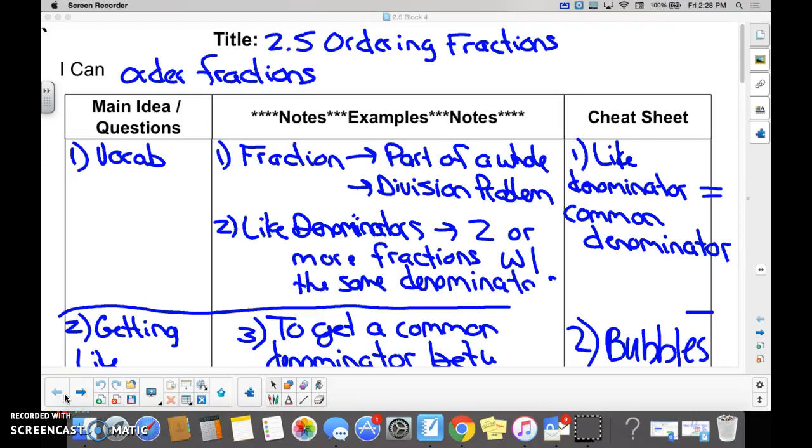2.5 ordering fractions. I can order fractions. Yeah, you walk up to the counter at McDonald's and you say, "Excuse me, I would like an order of fractions," right? No. Laugh.